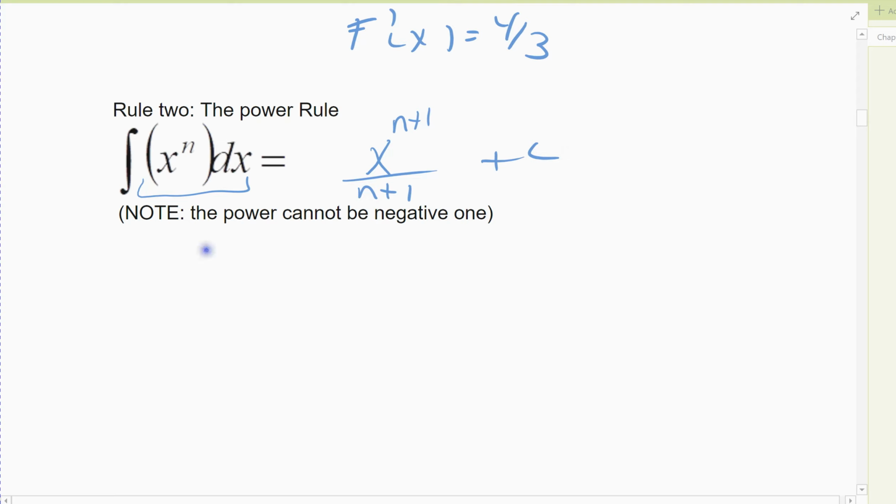And then again, there's some constant at the end. So if I've got an expression, x raised to the 1/2 dx. So again, that's my derivative, my differential. My power rule is I take my 1/2 plus 1, and I divide by that.